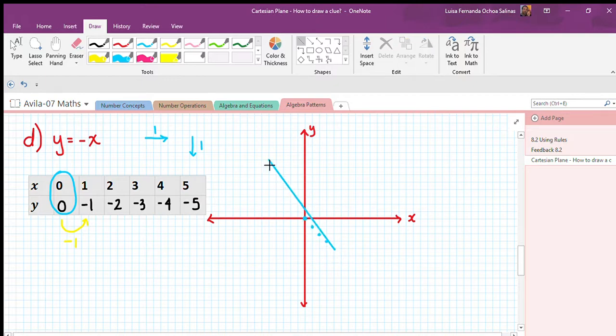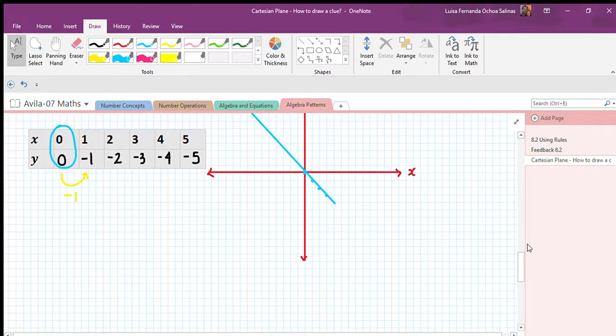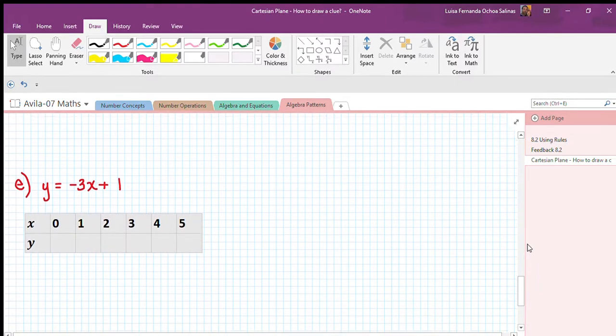And I can continue it forever and ever, as long as I want to go, because this rule will work for all these numbers as long as I go through all the dots that I just drew. Good. Beautiful. Okay, so that's D. Let's go into E.